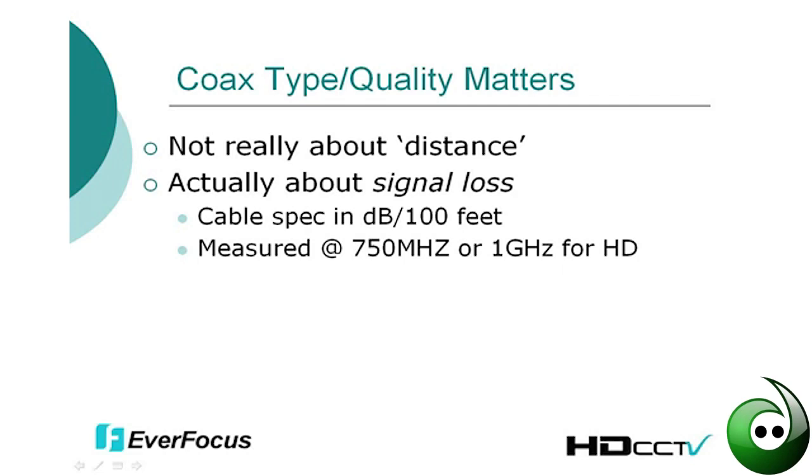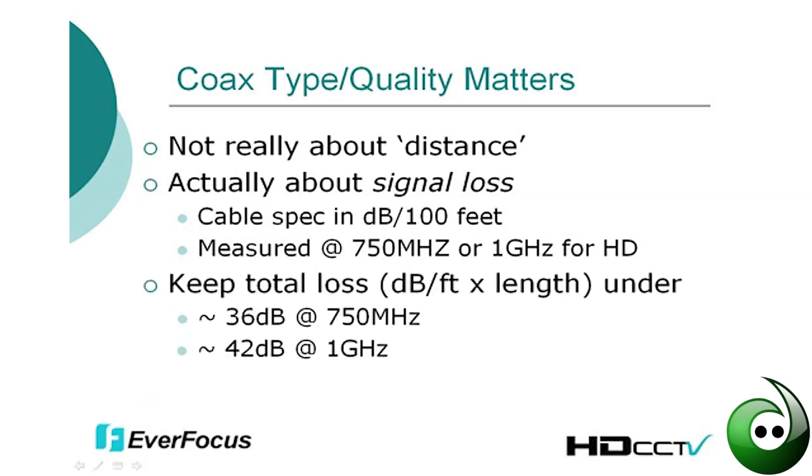What matters is the cable specification in decibels loss, dB loss per 100 feet. For HD-CCTV, typically the spec we want is the measurement at 750 megahertz or 1 gigahertz for HD. We want to keep that total loss, decibels per foot times length in feet, or decibels per meter times length in meters, under about 36 dB net if you're measuring it at 750 megahertz, under about 42 dB net if you're measuring at a gigahertz.